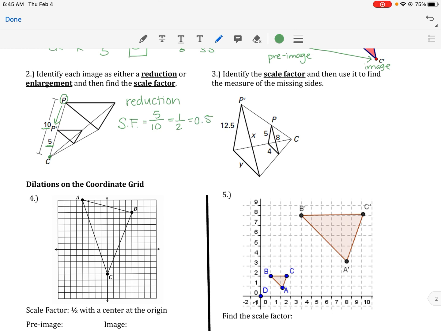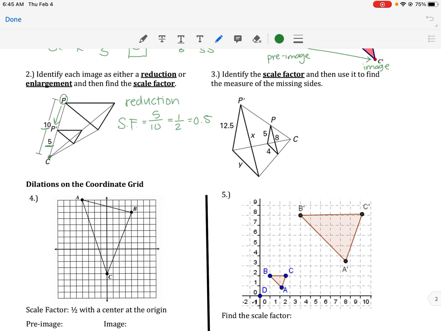Which makes sense, right? We said between 0 and 1 will be a reduction. Okay, let's keep going. Find the scale factor, then use it to find the missing sides. So we're going to have to solve for x and y. So we're going to have to use this side. So we've got a 5 and a 12.5. So to find our scale factor, you can either use SF or use K.